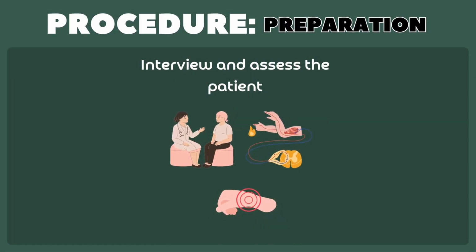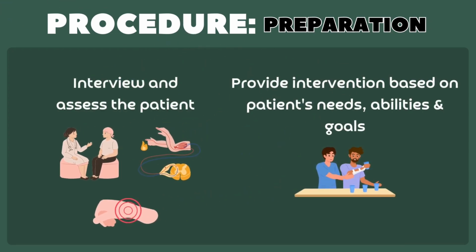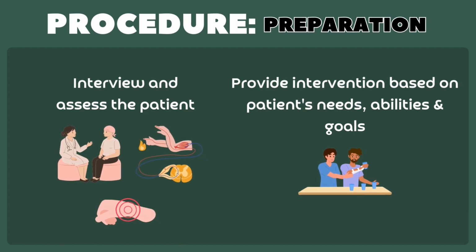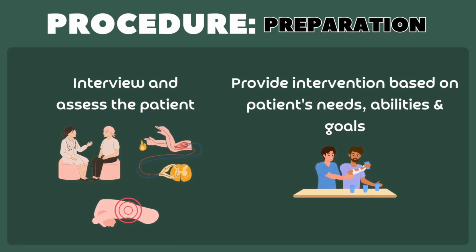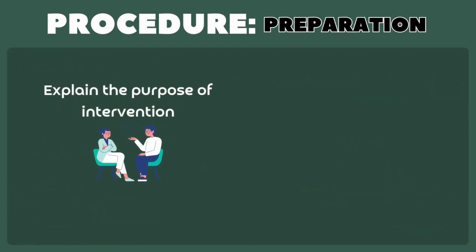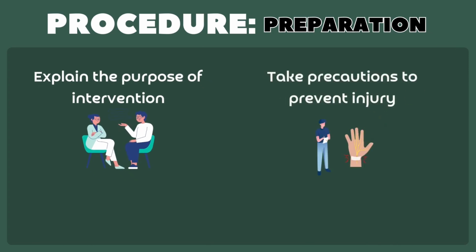Firstly, the therapist will interview and assess the patient to determine the type and extent of sensory impairment. The intervention or treatment will be provided based on the patient's needs, abilities, and goals. Let's say if the sensation is totally lost, the therapist may educate the patient on compensation techniques. The therapist will explain the purpose of the intervention to the patient. Most importantly, therapists need to take precautions to prevent injury.